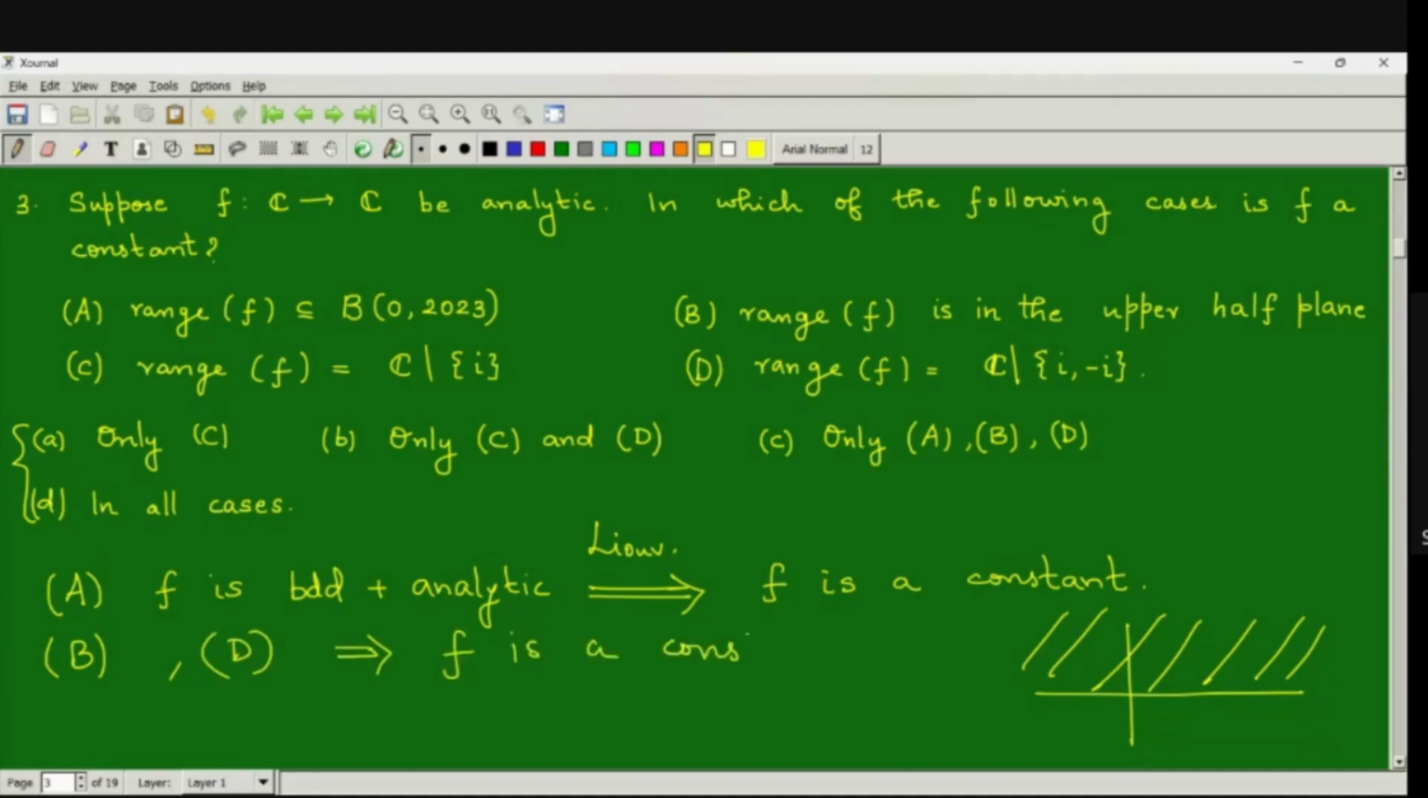Now, what is an example for C? That is, the range of f is actually C minus i, f is analytic, still f is not constant. What is an example? 1/(z minus i). 1 upon z minus iota. 1 by (z minus i) is analytic. z plus i, ma'am. z plus i is analytic and it is having the entire range.